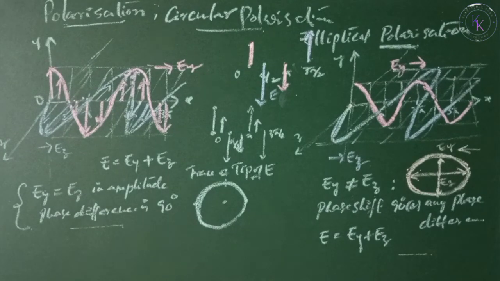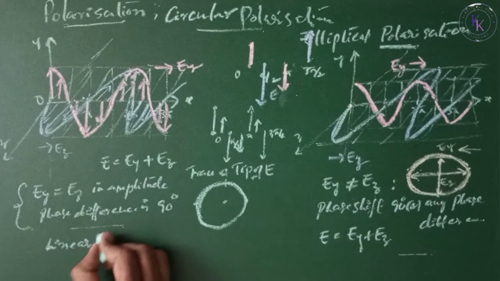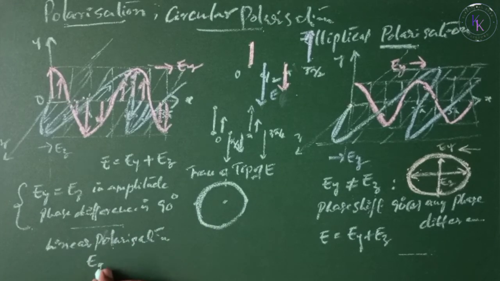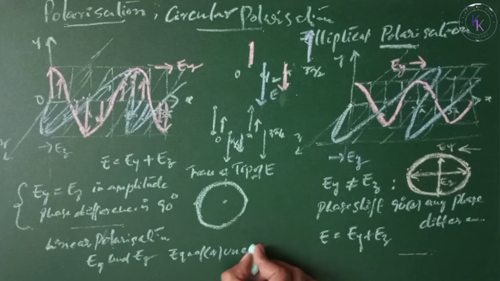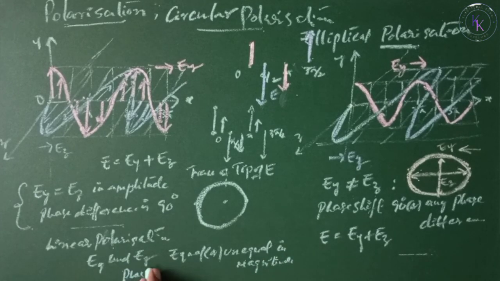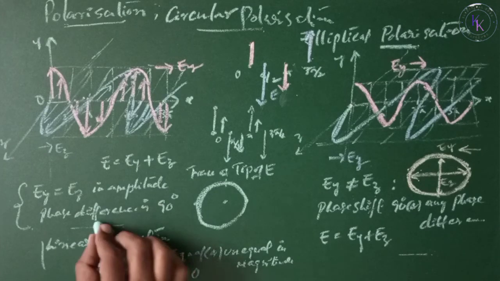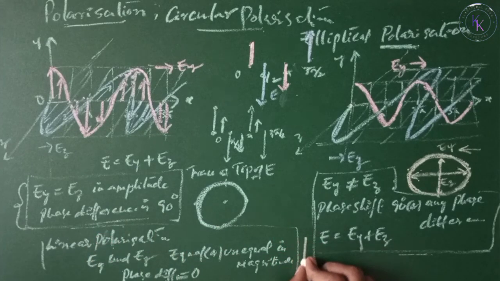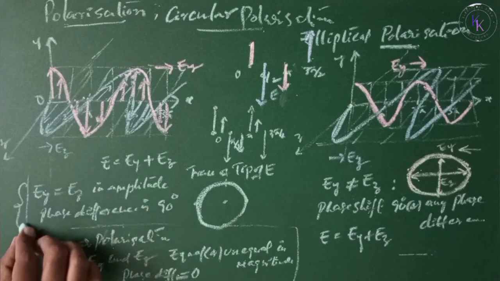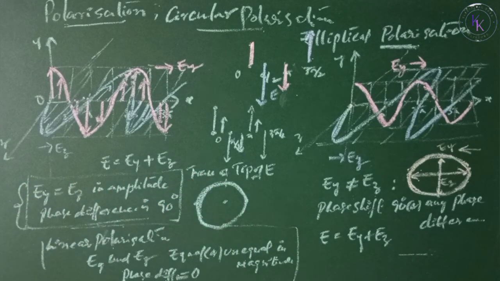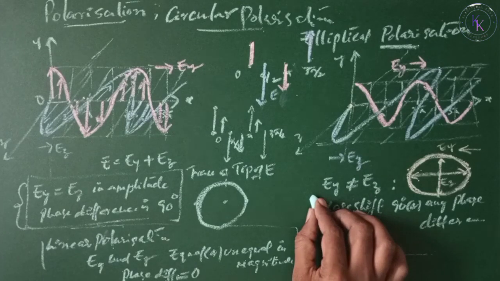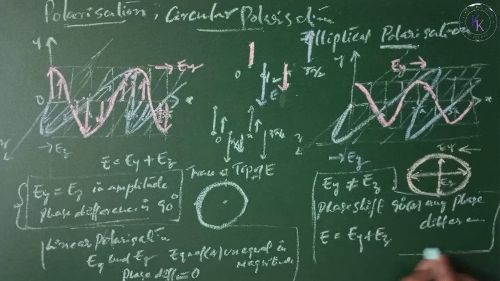We have seen the types of polarization. The first one is linear polarization, in which the condition is that EY and EZ are equal or unequal in magnitude, but the phase difference must be equal to 0. This is the condition for linear polarization, and here the trace of the tip for linear polarization will be like this. For circular polarization, the condition is that both amplitudes must be equal and the phase difference must be 90 degrees. But for elliptical polarization, the magnitudes must not be equal. The phase shift may be 90 degrees or any other angle.